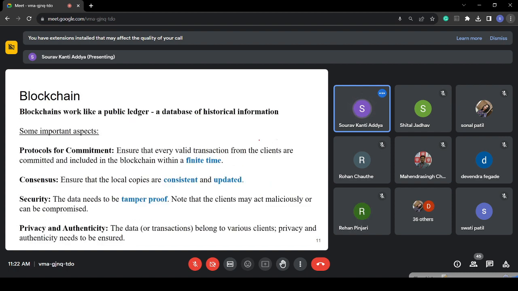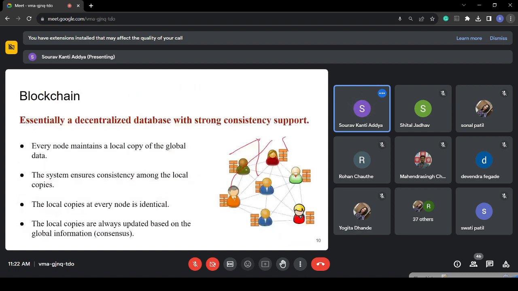Okay, so the system ensures consistency among the local copies. The local copies at every node are identical. The local copies are always updated based on the global information. And this global information happens with consensus only. This consensus will give you the democratic feel in the system.